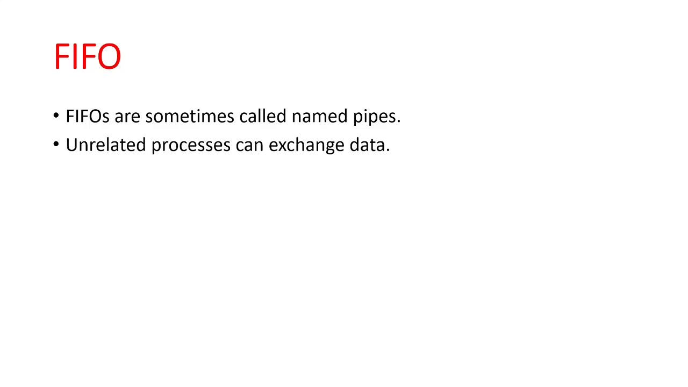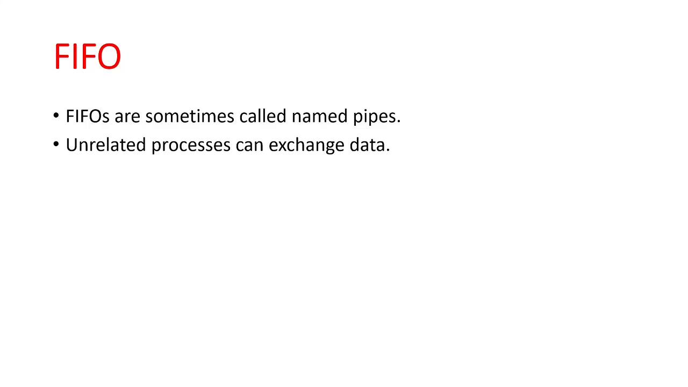FIFO stands for first in first out, and these are very similar to a pipe but with some advantages. FIFOs are sometimes called named pipes. Now, pipes have a limitation when it comes to the processes that can communicate with each other. For example, a pipe can be used only between related processes when a common ancestor has created that pipe, but that limitation has been overcome with FIFO. So in FIFO, even unrelated processes can exchange data and perform this communication.